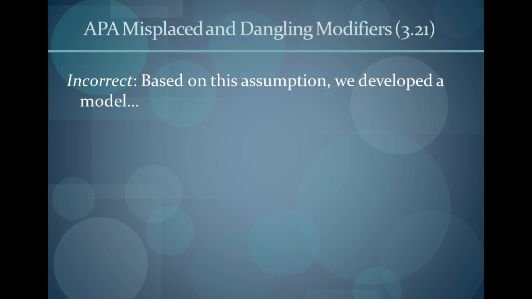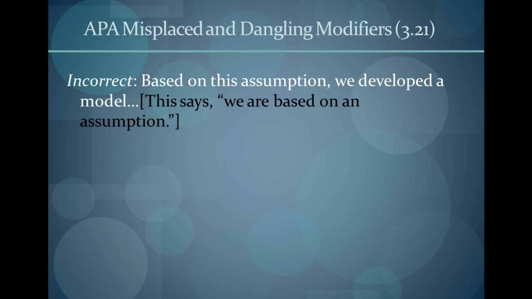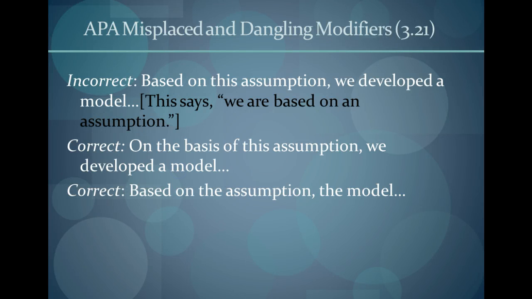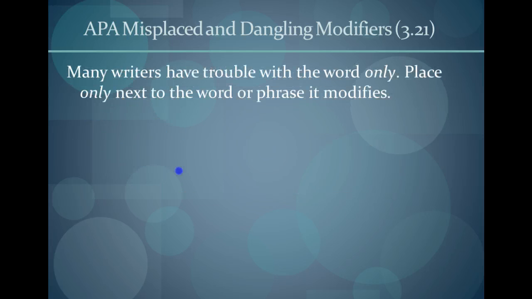Similarly, if we say something like, "Based on this assumption, we developed a model," and so on, it implies that we are based on an assumption, which is probably not what the writer intended. So you can think of other ways of framing that, such as "On the basis of this assumption, we developed a model," or "Based on the assumption, the model..." and in both cases the language is much more clear.